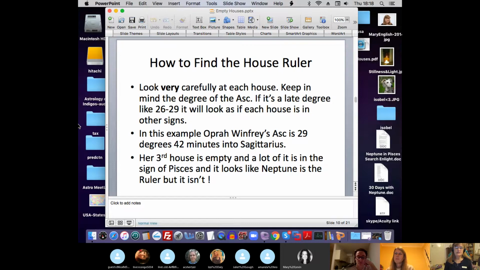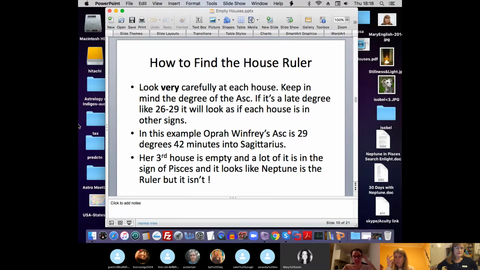So if your ascendant is a late degree, like 26, anything between 26 and 29 degrees, it will look as if each house is in a different sign. So I'm going to show you a classic example of this. This is what not to do. We're going to use Oprah Winfrey's chart, and her ascendant is 29 degrees and 42 minutes into Sagittarius.